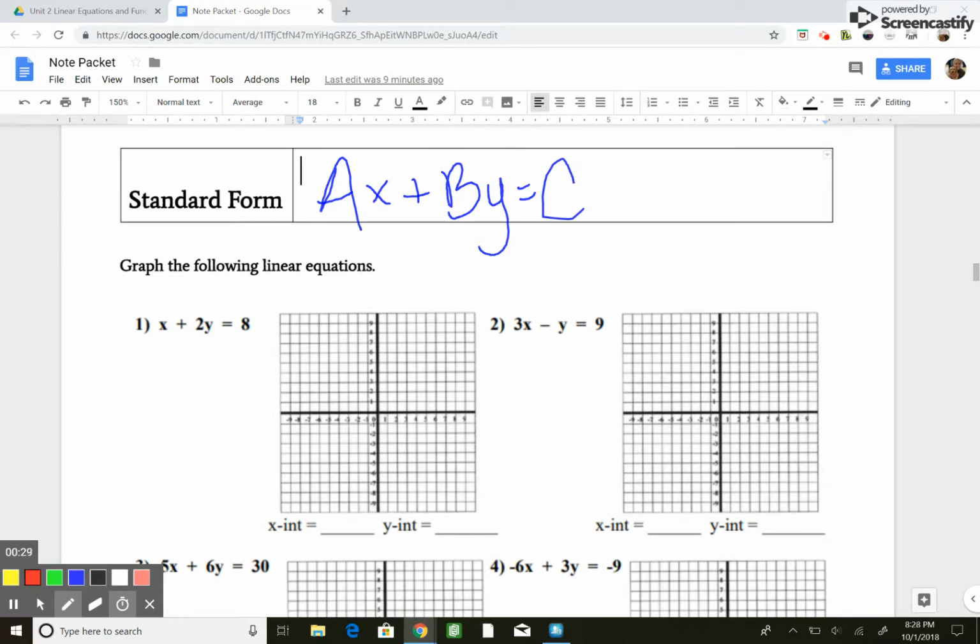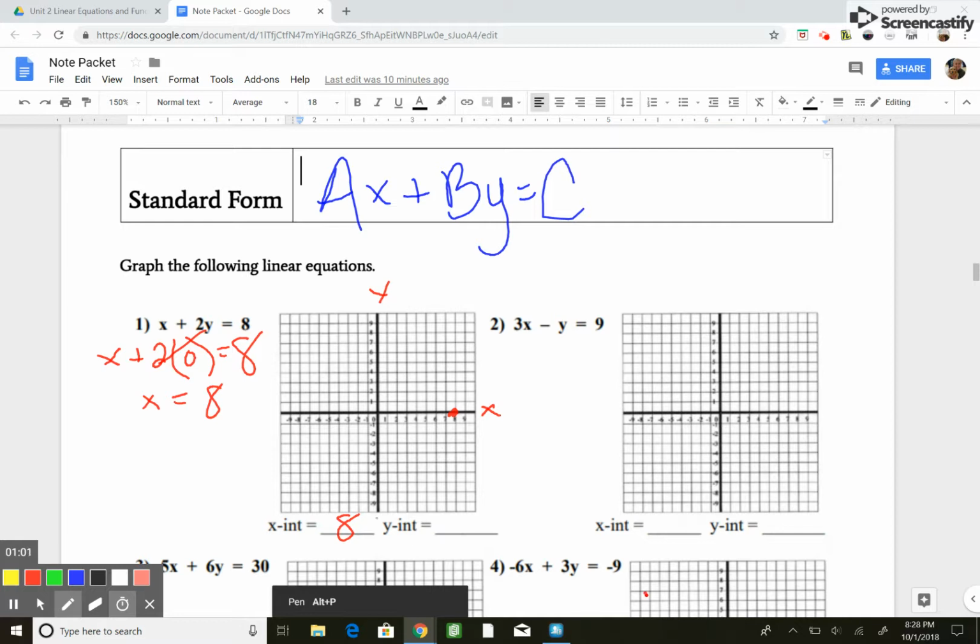So for the first one, I'm going to find the x-intercept first. So the x-intercept is if y was 0. So if I take 0 and plug it in for y, 2 times 0 is 0. So this is 0. So the x-intercept would be 8. So this is your x-axis, this is your y-axis. So I'm going to go all the way over to 8 on my x-axis.